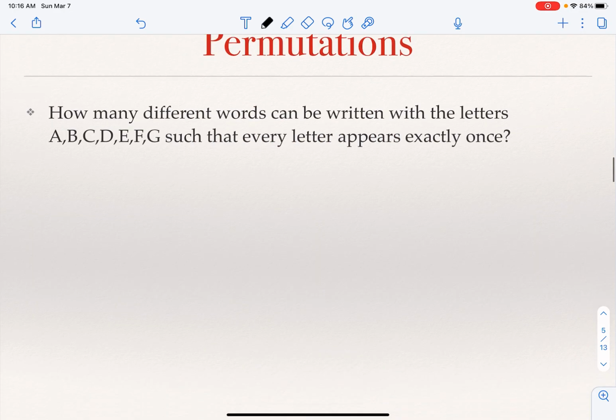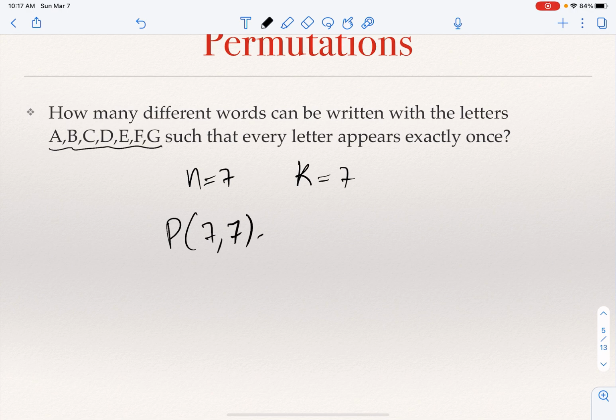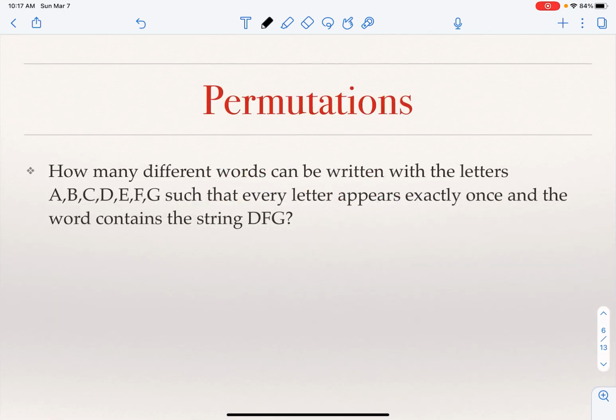Another problem, let's look at another example here. How many different words can be written with the letters A, B, C, all the way to G, such that every letter appears exactly once? In other words, we are asking about the number of permutations of these 7 letters, okay? So here n is 7. The k that I want back from you is 7 as well. I want all 7 letters. This is P of 7, 7, which is 7 factorial, okay?